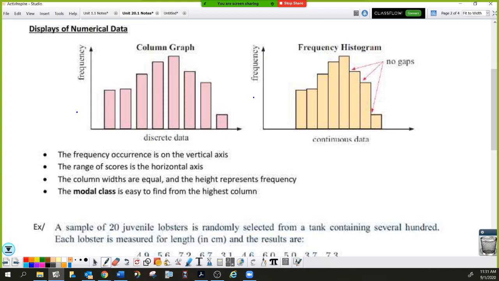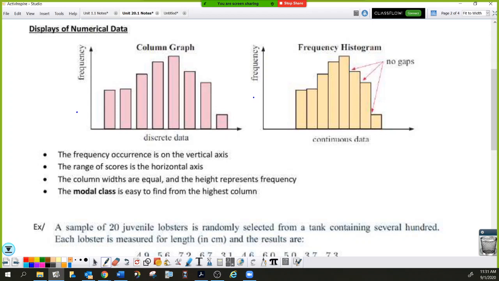The range of scores is going to be on the bottom, your horizontal axis. This is your range. Column widths are equal. You're not allowed to change the width of the columns to make the data fit the width thing you want. Who is calling you? You're not allowed to change the width of the column to make them look like the way you want. That is cheating. Because it's cherry picking and biased.